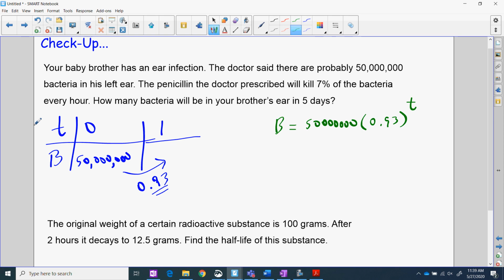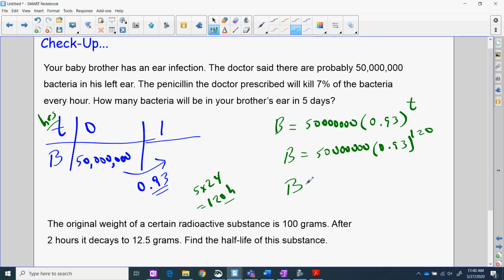This is hours. Again, you do have to pay close attention to units, so this is hours. 5 days, well, every day is 24 hours, so 5 times 24 would be 120 hours. So it's going to be 50 million, 0.93 to the exponent 120, and this will give us an estimate for the bacteria. And again, you can round this off to whole. You don't have to be too precise.